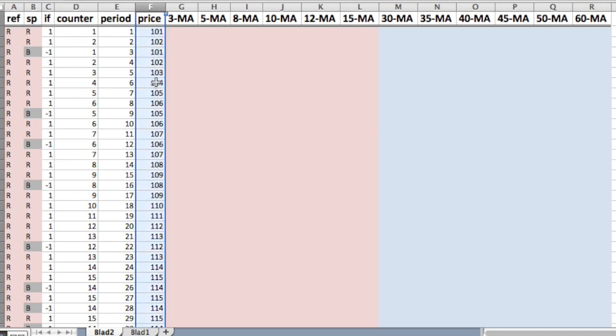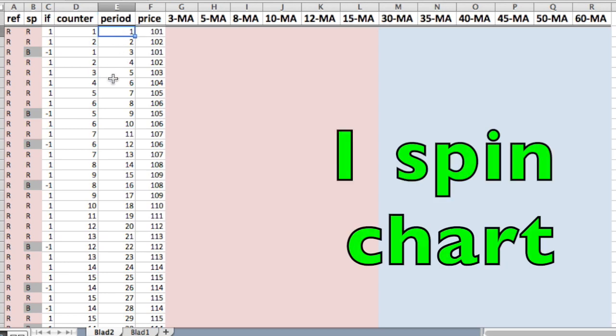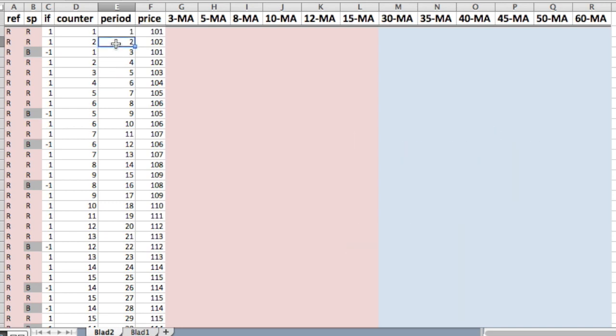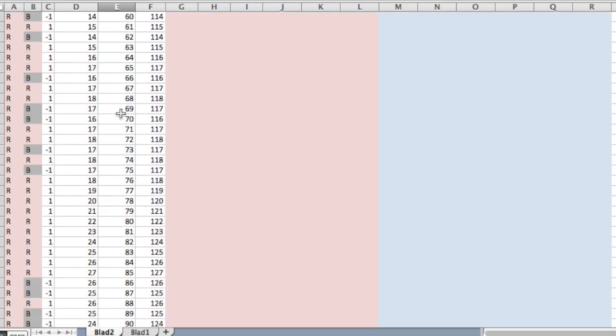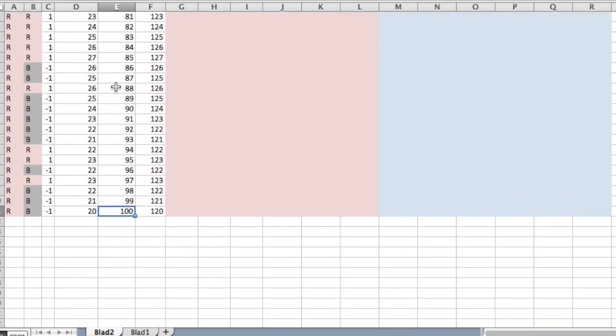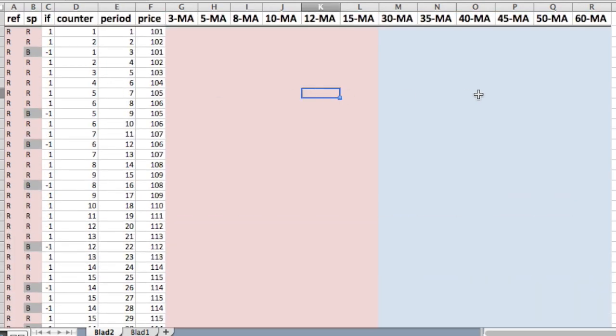Price movement, some kind of index. And here you see the period. This is actually the one spin chart, and every period equals one spin. So this is the first spin, the second spin, the third, all the way to 100. Just an example. And now the whole point of the video.